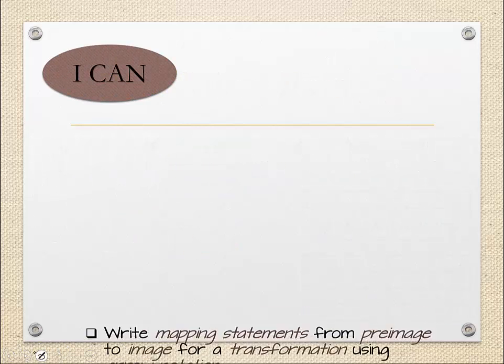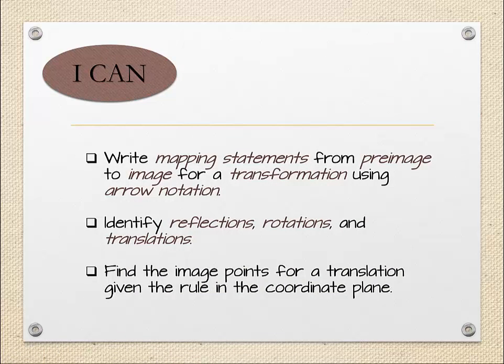So, you should be able to write mapping statements from pre-image to image using the arrow notation. You should be able to identify reflections, rotations, and translations, and be able to find the image points for a translation if I give you a rule. That was the thing we just did.